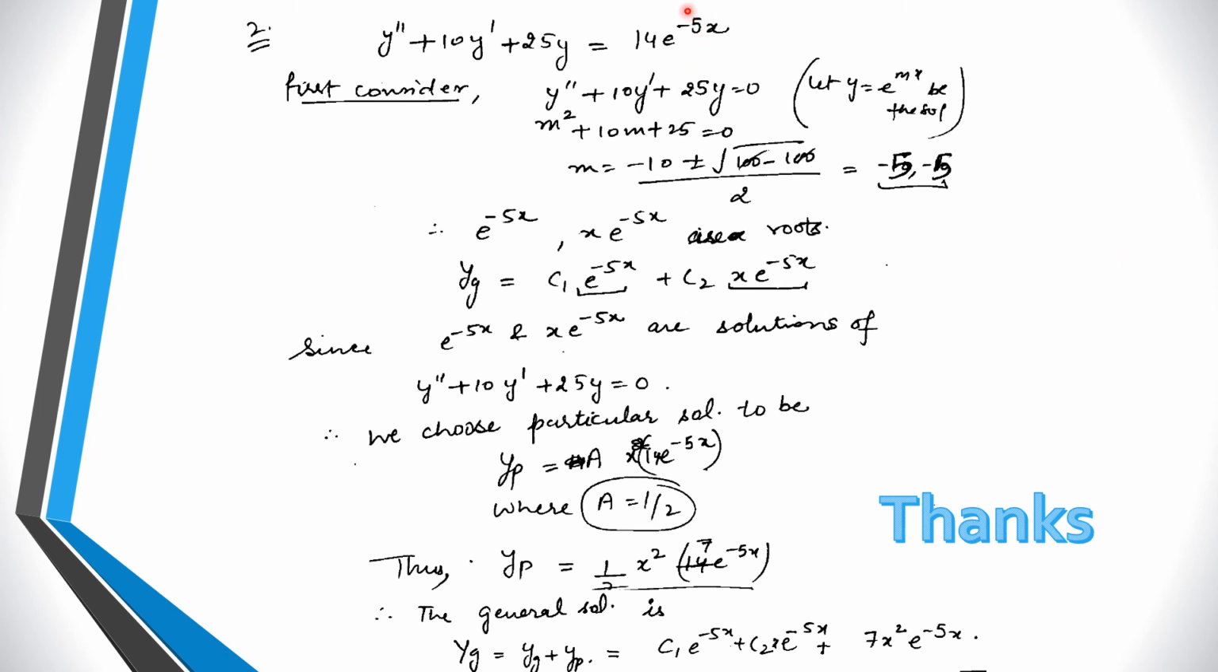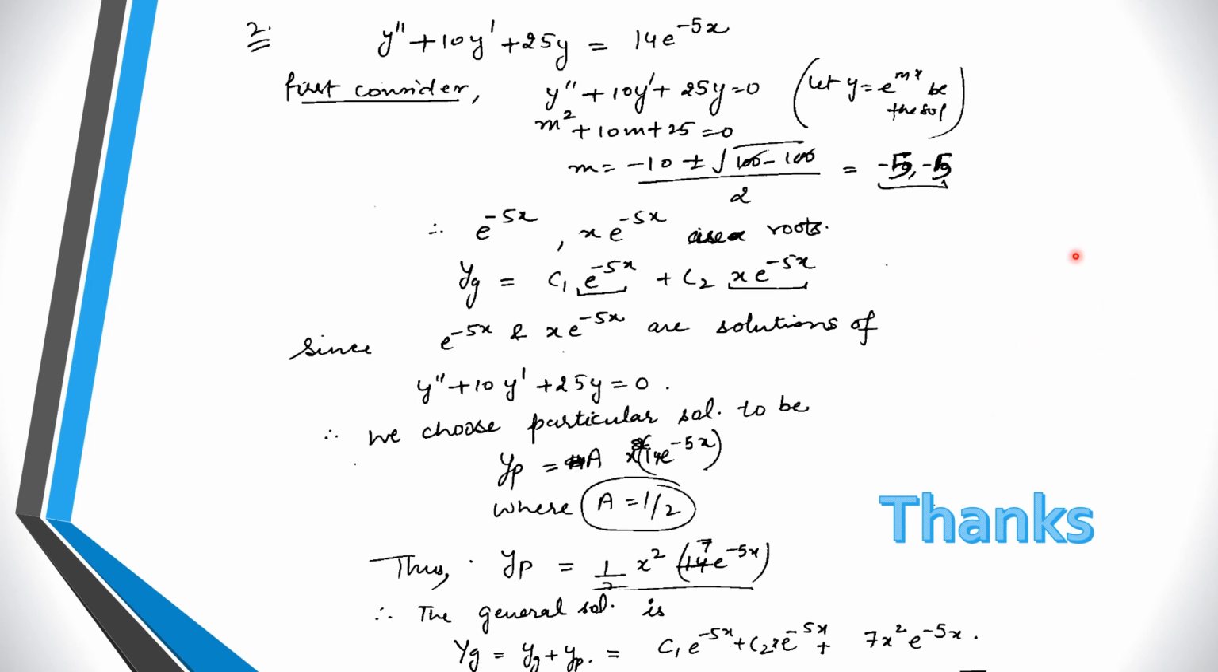What is the value of a? Minus 5. What is your p? 10. What is your q? 25. So when you take a square, which is 25, plus ap, so ap will be what? Minus 5 into 10, minus 50, plus q 25, so you will have it is 0. So in this case a square plus ap plus q is 0. So we cannot substitute yp as A into e to the power minus 5x. So we will choose yp to be A into x times e to the power minus 5x.